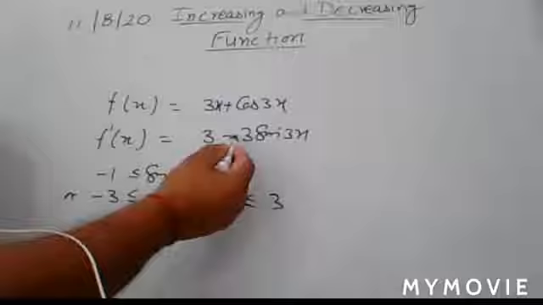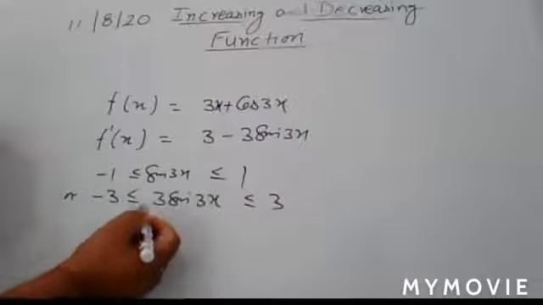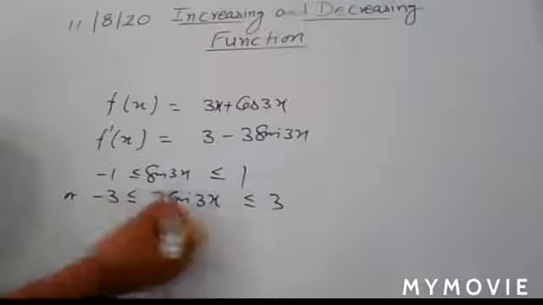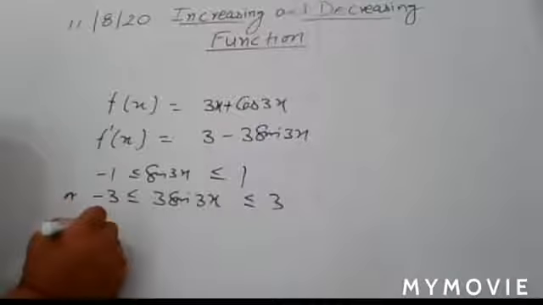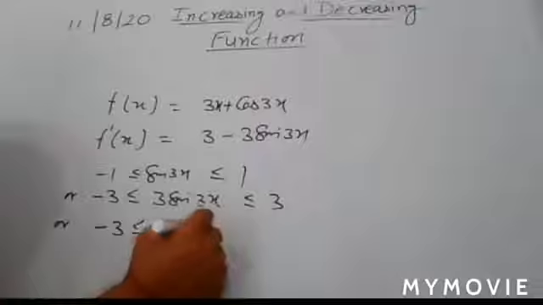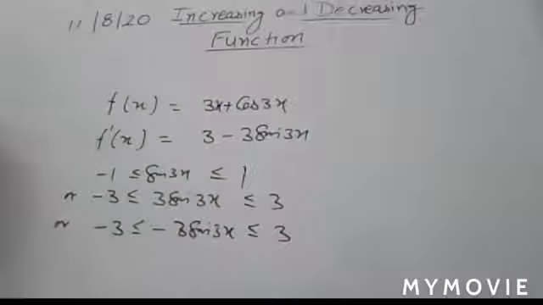Now here you have minus 3 sin 3x. If you introduce the minus sign, the inequality is reversed and the signs of the two terms are changed. Finally you can write minus 3 sin 3x is less than or equal to 3. So if you introduce the minus sign, you have the result like that.